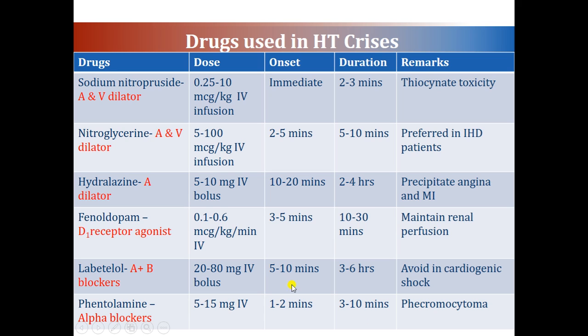And drugs used in hypertensive crises are sodium nitroprusside, which is an arteriovenous dilator, given as 0.25 to 10 microgram per kg IV infusion. Onset of action is immediate, duration is 2 to 3 minutes, but it can produce thiocyanate toxicity. Other is nitroglycerin, 5 to 100 microgram per kg IV infusion. Onset of action is 2 to 5 minutes, duration lasts for 10 minutes. It is preferred in IHD patients.